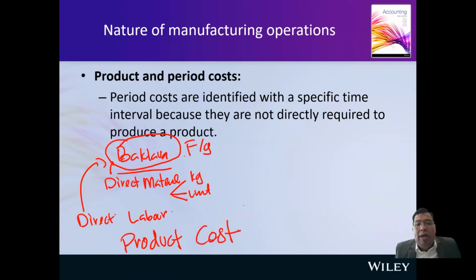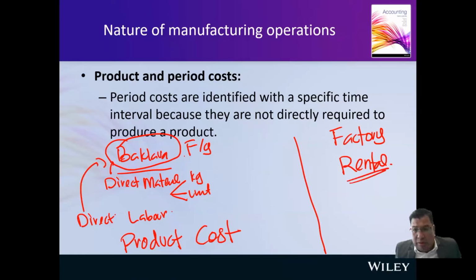On the other hand, we have period cost, which is identified with a specific time period because it is not directly required to produce a product. For example, for the factory, you pay the rent. This is an important cost. Without the factory, you cannot manufacture the product, but it's not directly related to the finished good. You can rent the factory and operate 12 hours a day, or 24 hours a day. So rental is not a product cost. Rental is a period cost.